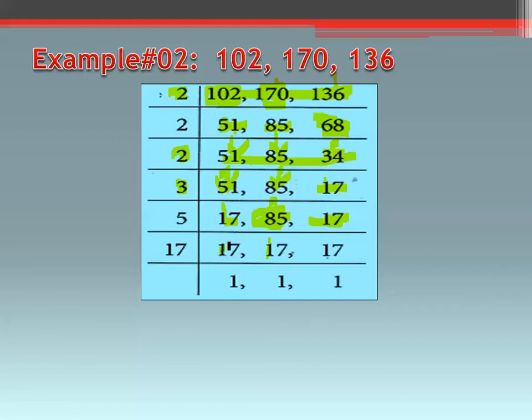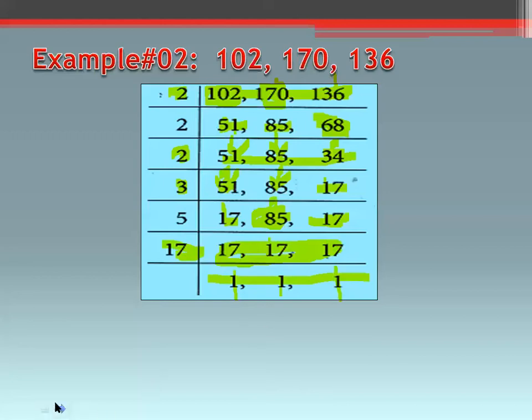Now, if you look very carefully in this row, you have all the numbers that are 17, and 17 is a prime number, so you can only divide 17 by the number itself, that is 17. So 17 into 1 is 17, 17 into 1 is 17, and 17 into 1 is 17. Here you will stop. Why you will stop here? Because at the end you will get all the co-prime numbers.